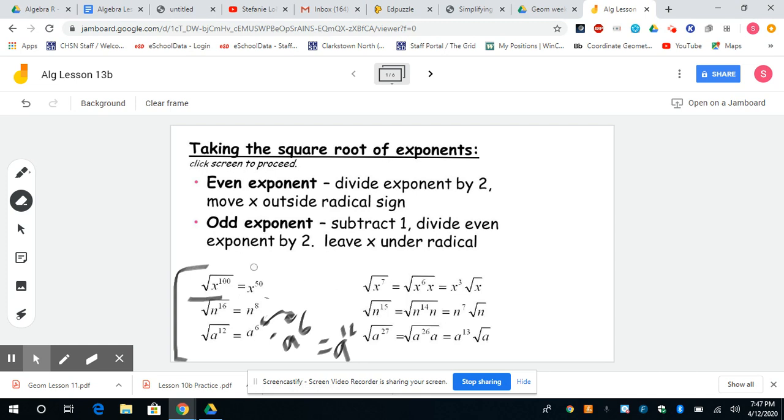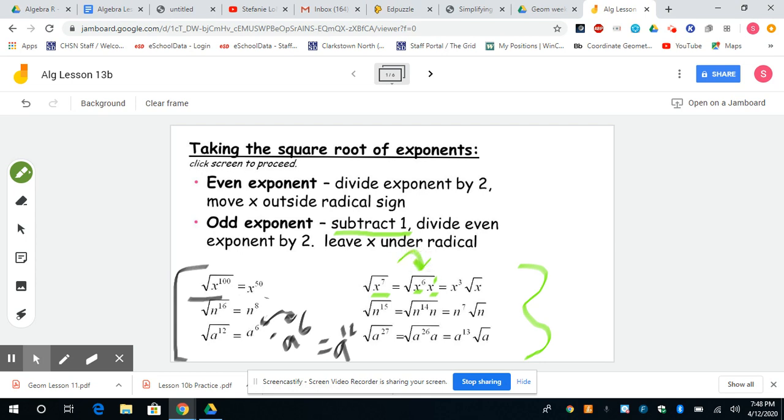If it's an odd exponent, so if we look to our right on the screen, we have 7, 15, 27 as exponents. What you do is you're going to subtract 1. So when we have x to the 7th, we turn this into x to the 6th and just x, right? X to the 1st. Divide even exponent by 2. If we have an even exponent, again, we're allowed to take half of it. We can take the square root of it by taking half of the exponent, and then you leave that other variable under the radical. So if I have x to the 7th, I would turn it into x to the 6th, x to the 1st.